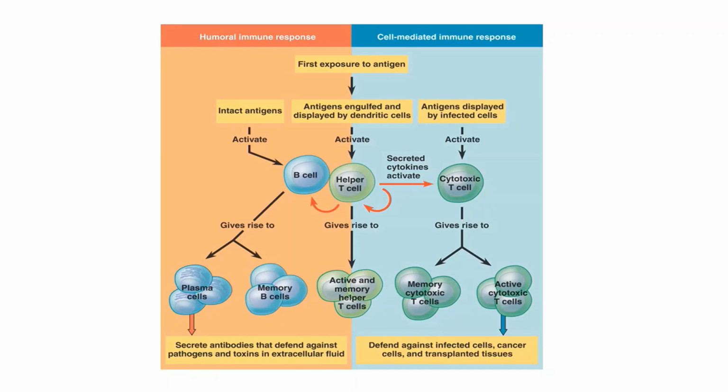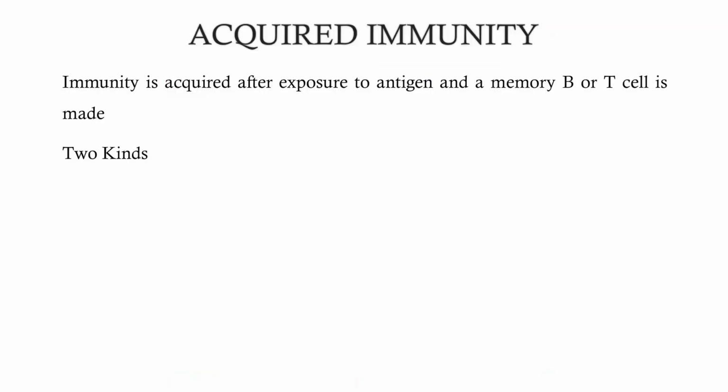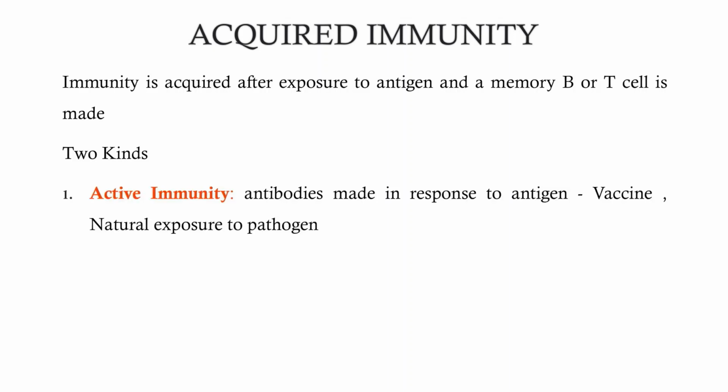Acquired immunity. Acquired immunity is acquired after exposure to antigen and a memory B or T cell is made. It is of two kinds. Either it can be an active immunity, where antibodies are made in response to an antigen, for example vaccines, or natural exposure to a pathogen, or passive immunity, where antibodies are obtained from another source, as in the case of mother's milk given to babies.